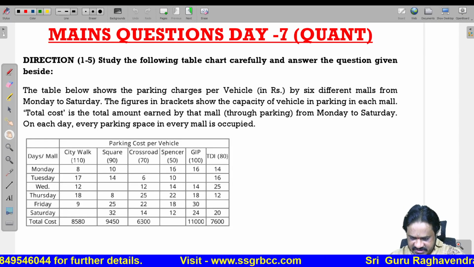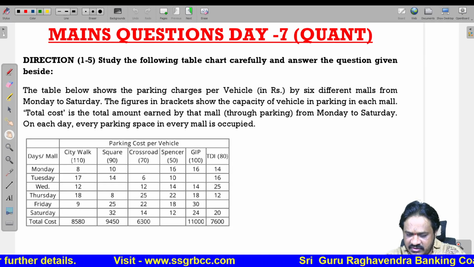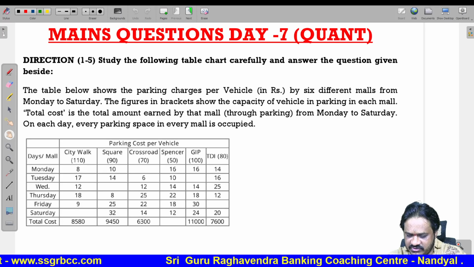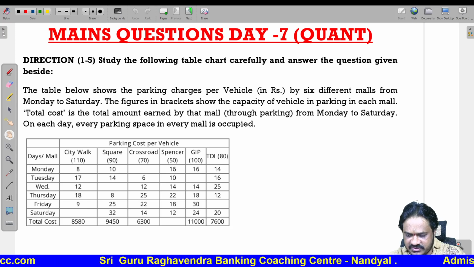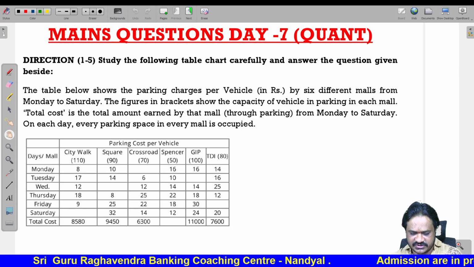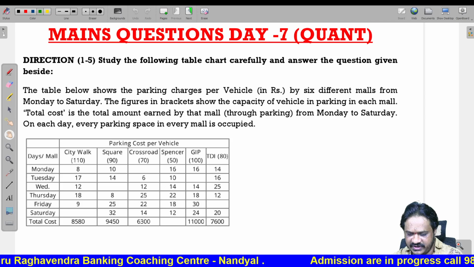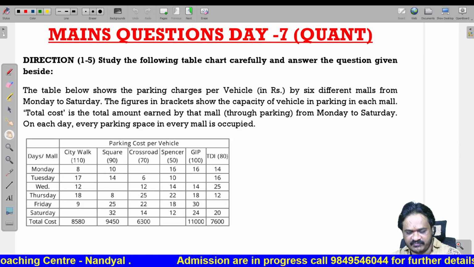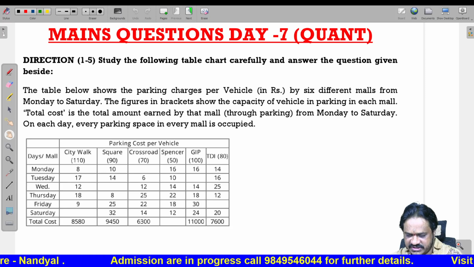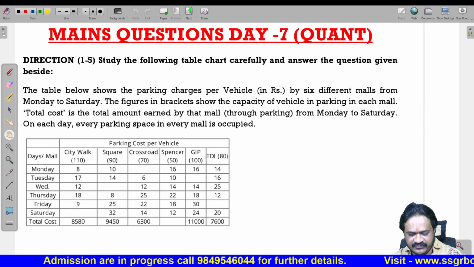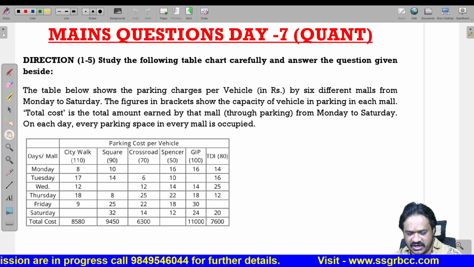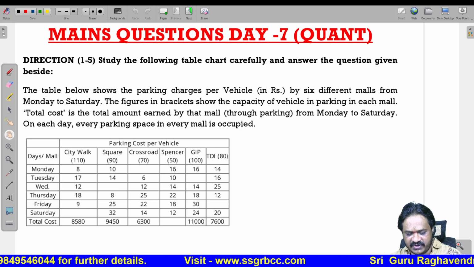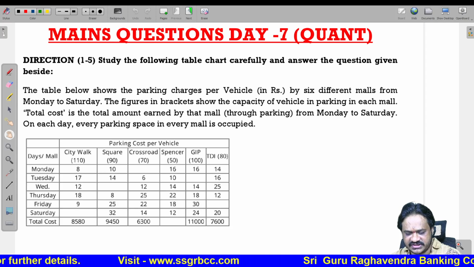Okay, today we will discuss question number 1 to 5, mains questions related to quant. Study the following table chart carefully, then answer the questions given beside. The table chart shows the parking fees charges per vehicle by 6 different malls from Monday to Saturday. The figures in brackets show the capacity of each vehicle in parking in each mall. Total cost is the total amount earned by that mall through parking from Monday to Saturday. On each day, every parking space in every mall is occupied.